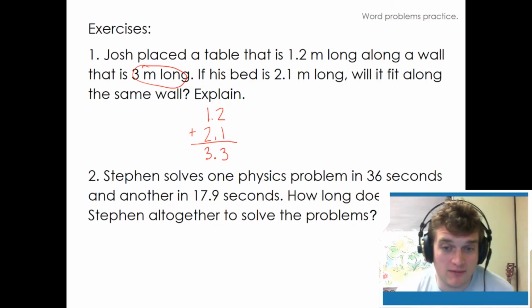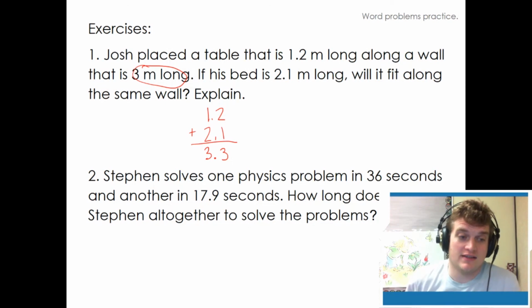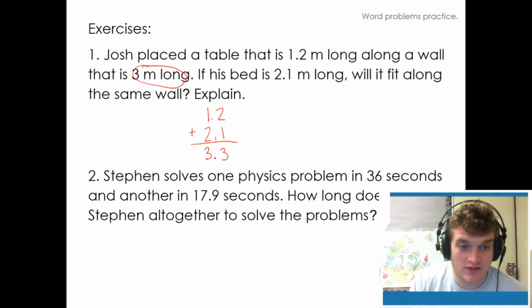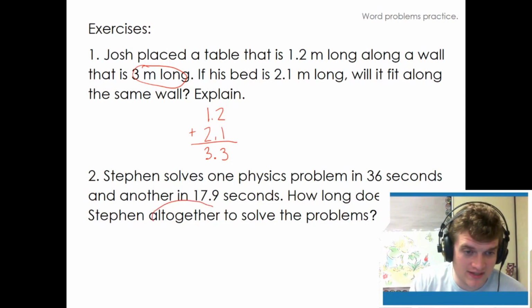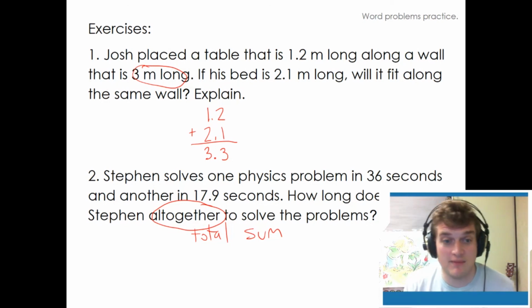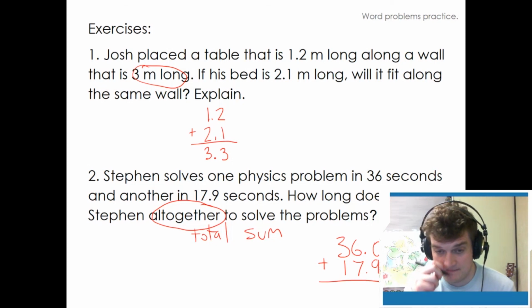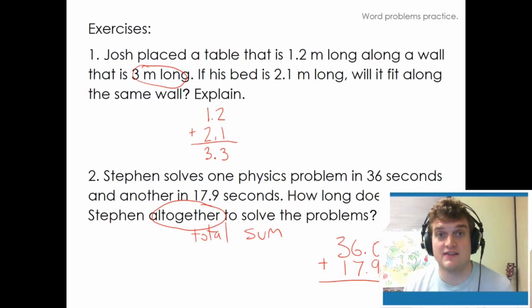Stephen solves a problem in 36 seconds and another in 17.9 seconds. How long does it take Stephen altogether to solve these problems? Altogether just means in total, which is our sum. So we need to find the sum of these two numbers. 36 plus 17 and 9/10. 36.0, adding that in, and you can find the sum.